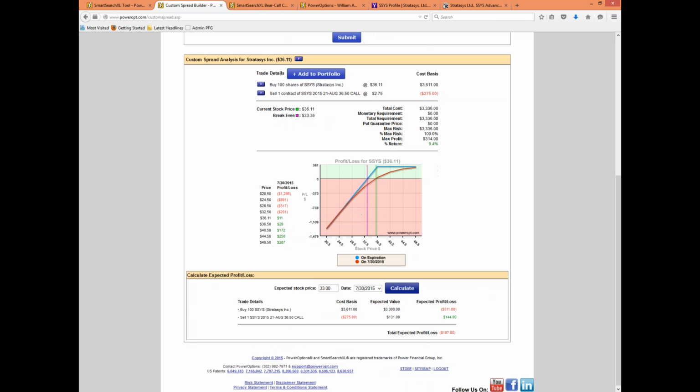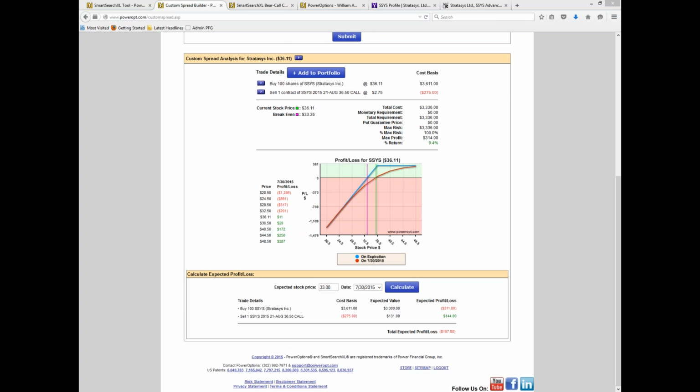What this shows is we did sell our call originally for $2.75. And if the stock drops down to $33, based on the Black-Scholes pricing model, it's assuming that the call would drop down to $131.